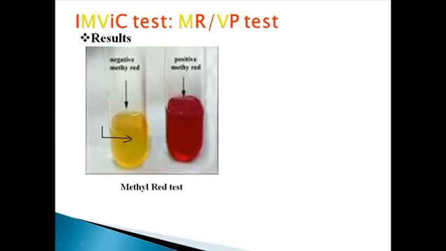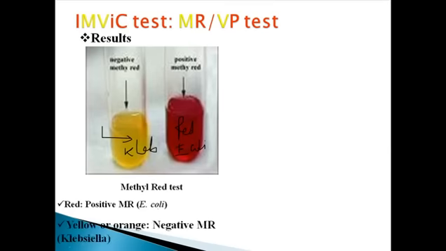But in the other test tube, where we have fecal coliforms like Escherichia coli, they will produce acidic components, and that's why the methyl red color changes into red. So this contains Escherichia coli, you can say, and this contains Klebsiella, for example. Okay, so that's what happens. So red is positive for MR and yellow is negative, which is Klebsiella.